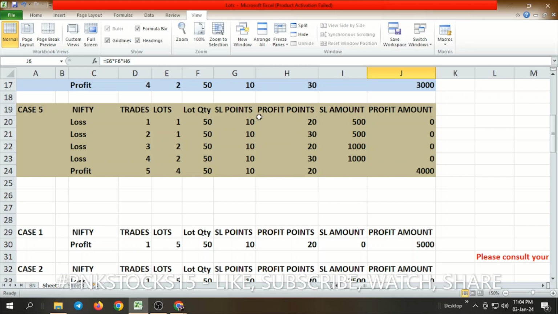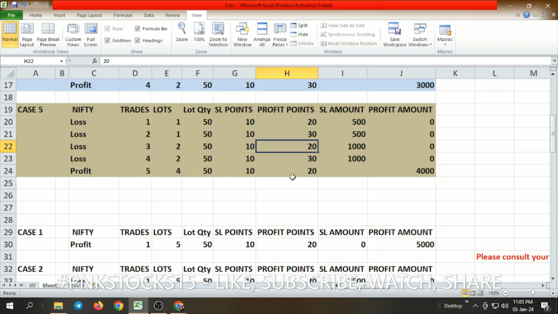Here, see now. When you entered, you are putting 10 points as an SL, 20 points as a profit. Let's say the market goes either way, right? We studied some strategies. Now this strategy, especially on day high, previous day high, previous day low, and previous day close with VWAP, will easily give you 20, 30, 40, even 50 points. We saw 100 to 200 points success also. Getting 20, 30 points is very easy.